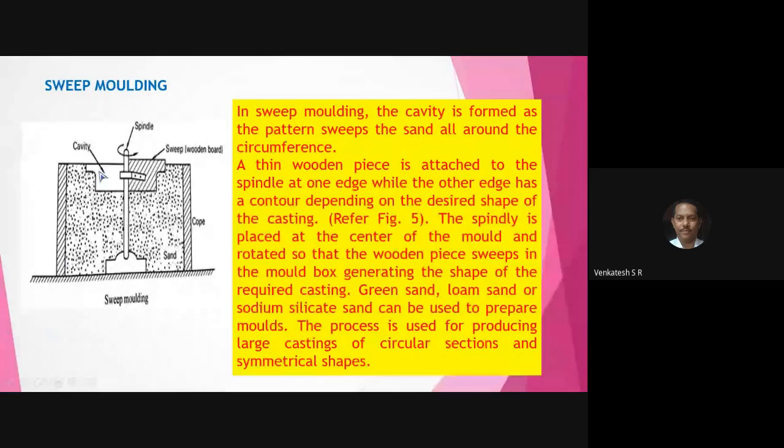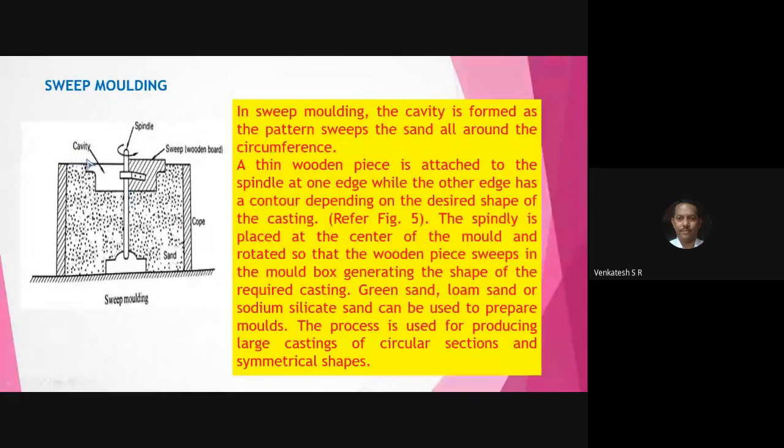All around the rod which is provided in the spindle, that can be used to make the circular hole in the mold cavity. So this is the sweep board, which is made of wood and which is fixed to the spindle with a bush or a bearing. You can sweep this all around on the surface of the core portion of the mold cavity.